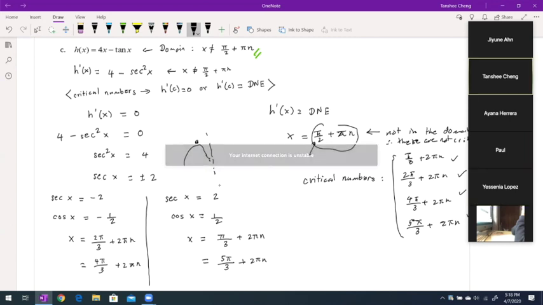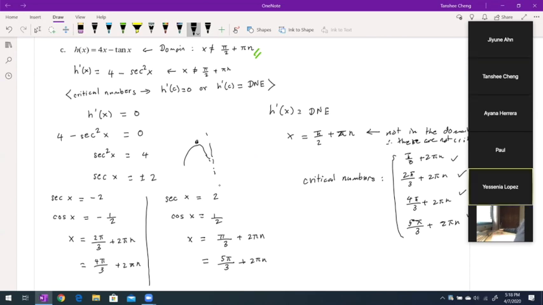So that's why you really need to check. Even though you found these already, these are only the possible critical numbers. You need to check whether each one is inside the domain of the original function that we want, because when you are graphing the original function, right? Does that make sense?